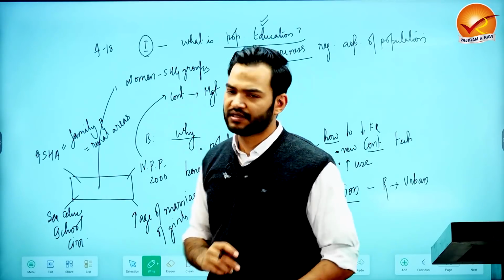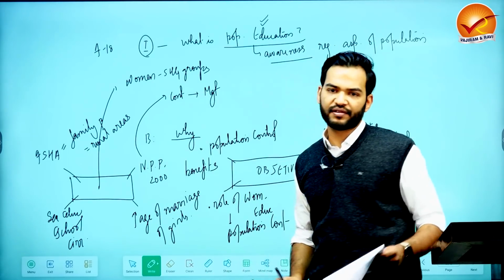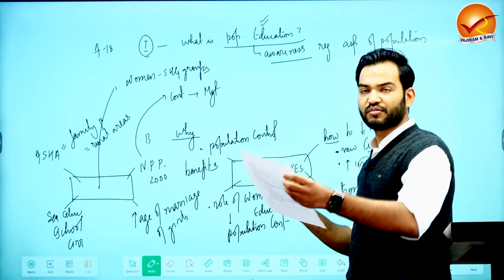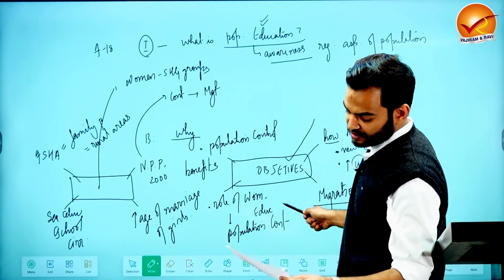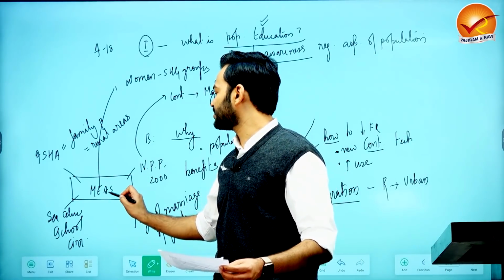Mobilizing women into SHG groups. So the empowerment of women will definitely lead to population control. So we have answered both the aspects, discussed the main objectives of population education and pointed out the measures. So these are the measures.